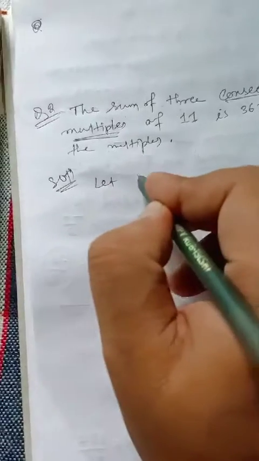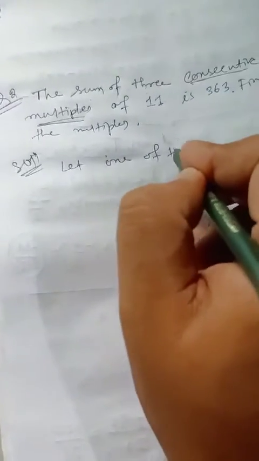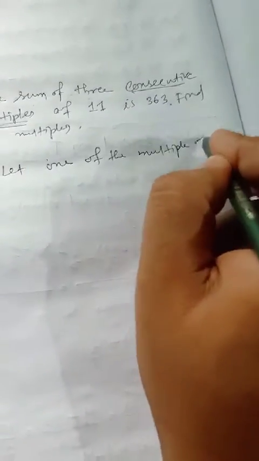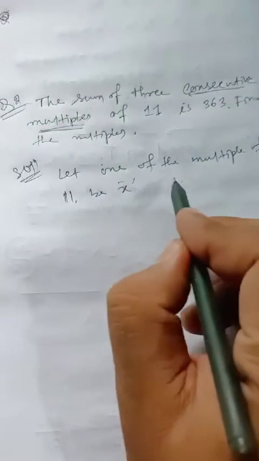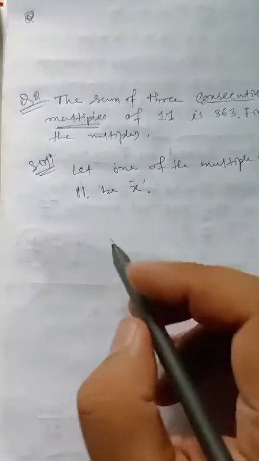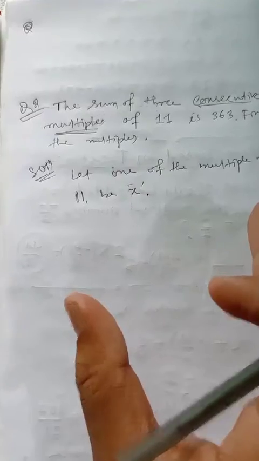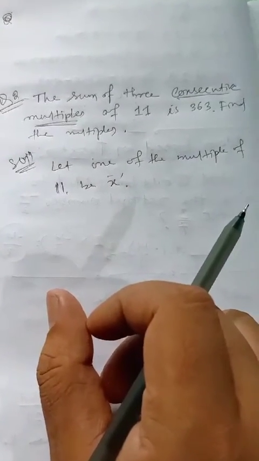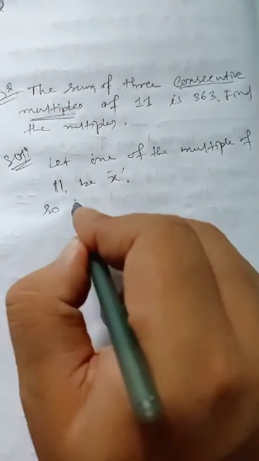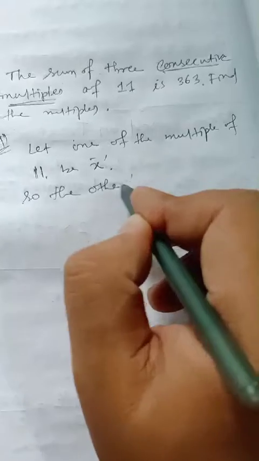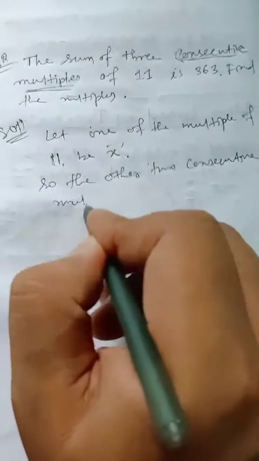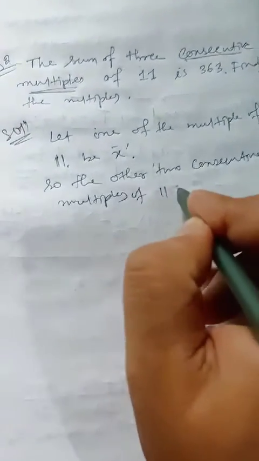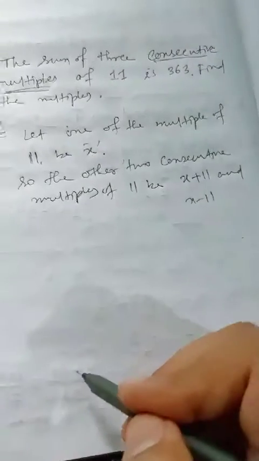Here let one of the multiples of 11 be x. So x is any one multiple of 11. So for the other two multiples, let us write, let the other two consecutive multiples of 11 be x plus 11 and x minus 11.